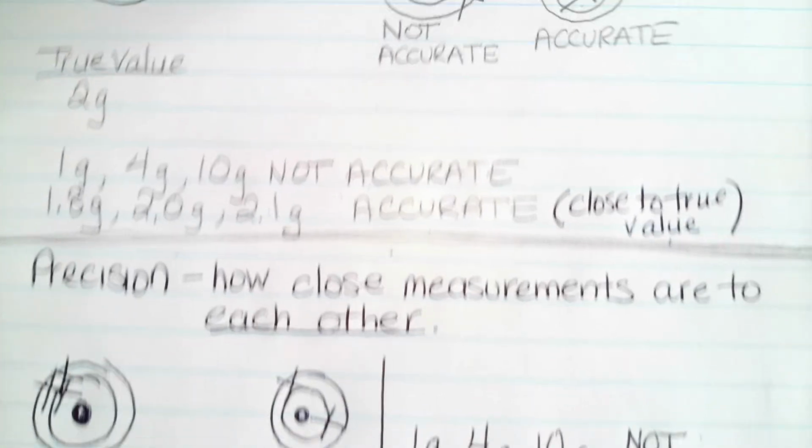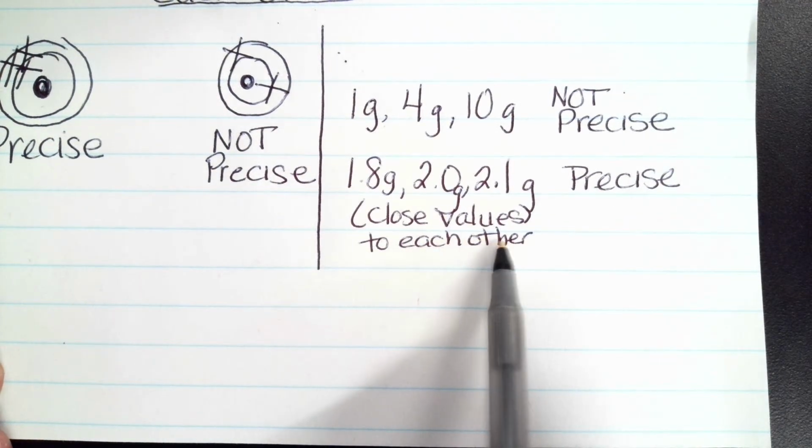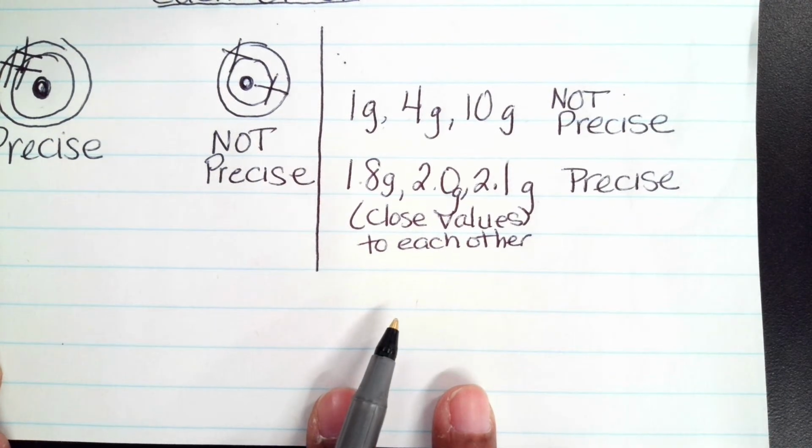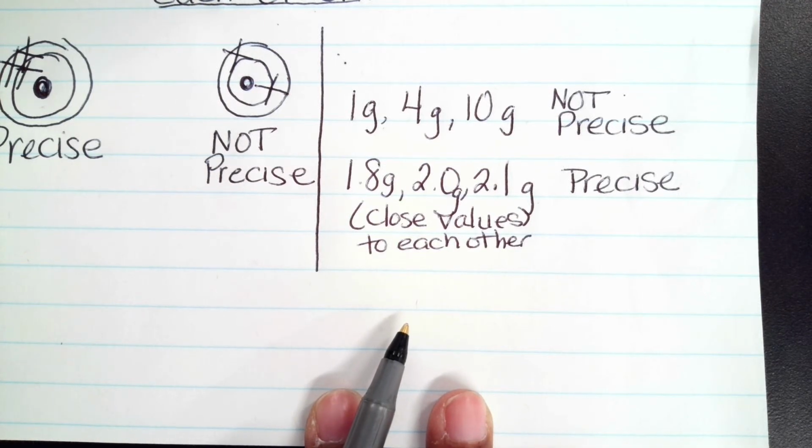Close to true value. And then I wrote here, close values to each other. So when you're looking at your notes, you understand why one is accurate and one is precise. And you don't think we did that because both of them are close to 2. All right, so this is the end of the student notes. Students are going to work on the practice problems next. So make sure you work on it. All right, let's turn this off.